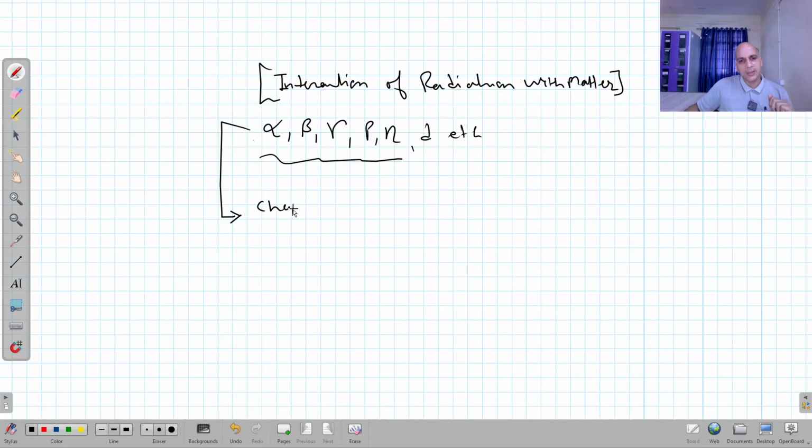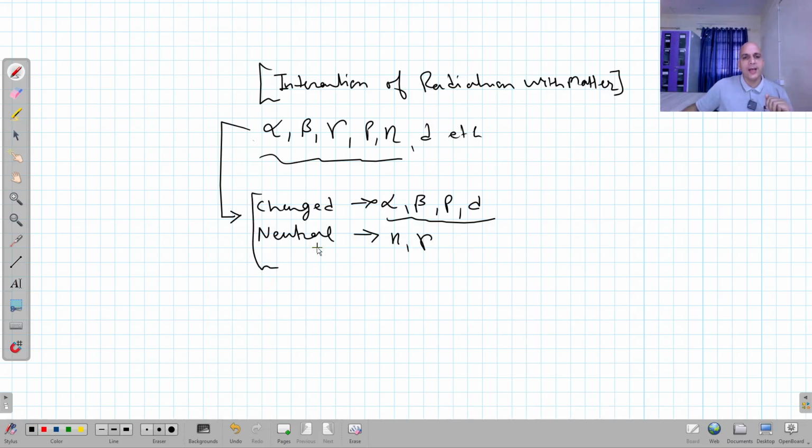One is charged particles. Charged means alpha, beta, proton or a deuteron, you can say. Uncharged, or we can say neutral. Neutral particles are very well neutrons or gamma radiations. So these are two groups. So we divided the entire set of particles into two categories. Now I can further divide them into three categories.